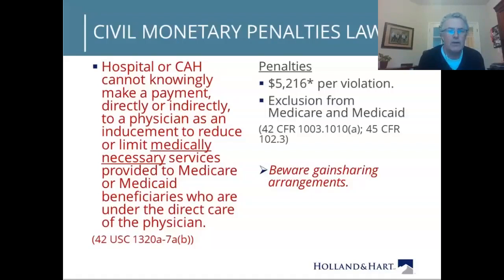It could also give rise to a potential Stark issue because now you've got a financial relationship with that particular physician that could trigger Stark. It could also violate the anti-kickback statute because you're giving remuneration to that particular physician. If that's done in order to induce referrals from that physician, it could violate the anti-kickback statute.